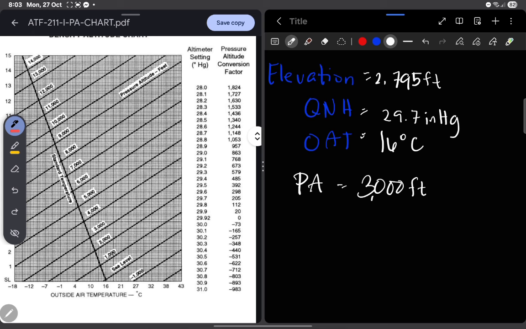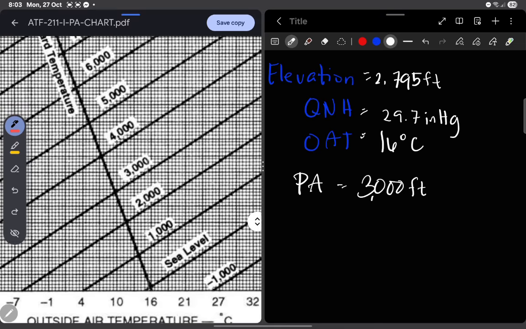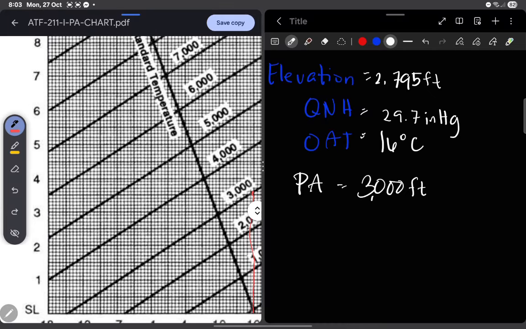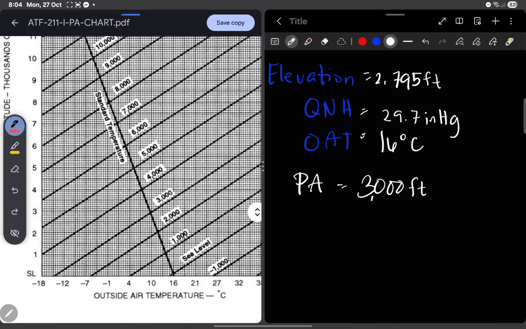Now let's take a look at our outside air temperature. Our outside air temperature is 16 degrees. So 16 degrees, moving up all the way to 3,000 feet, following this line over here, and then going all the way to the left. That's in between 4 and 3, meaning that our density altitude is equal to 3,500 feet. Simple as that.